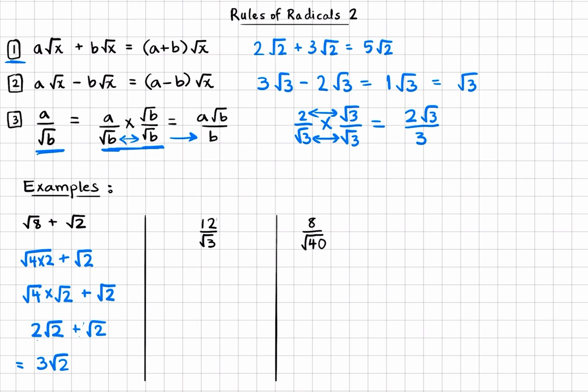And this is why we learn the rules of radicals, is to go from something like this all the way down to something that is much simpler, like this, 3 square root 2.